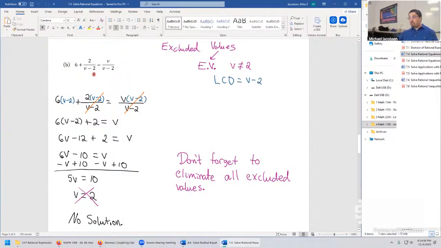But when we went to solve this whole equation, our first step was to use the least common denominator to clear out all denominators. We got this equation, which reduced down to the statement 6v minus 10 equals v. Soon we had 5v equals 10, and we came up with v equals 2. We didn't make any mistakes in the algebra, but it just so happened that any way you try to solve this equation, if you get a value v equals 2, it's not a solution whatsoever because 2 doesn't check in this equation. So this was one that had no solutions whatsoever.